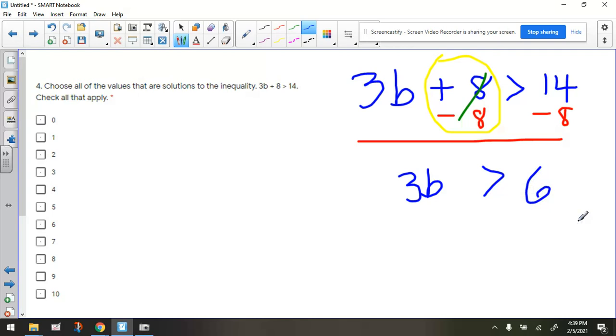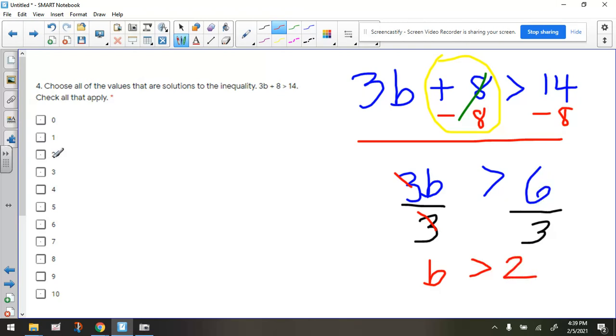All right, so the next step is to say to yourself, what's the opposite of multiplying a variable by 3? And that would be to divide by 3. We do that on both sides of the inequality. The 3's cancel out. In other words, they equal 1, and 1 times b would give us b. We'll copy that inequality symbol, the greater than symbol, and let's do 6 divided by 3 and get 2.